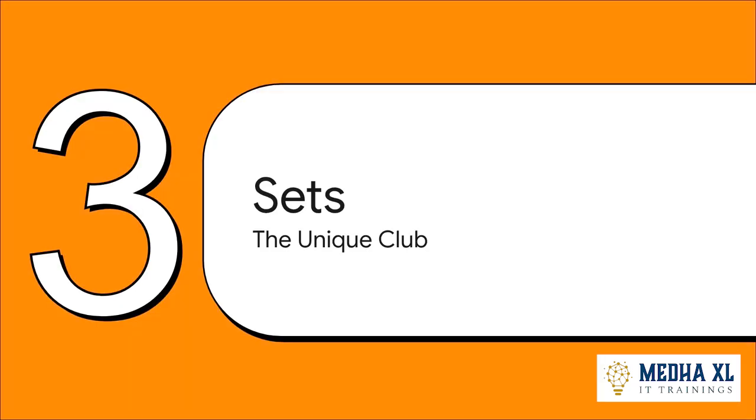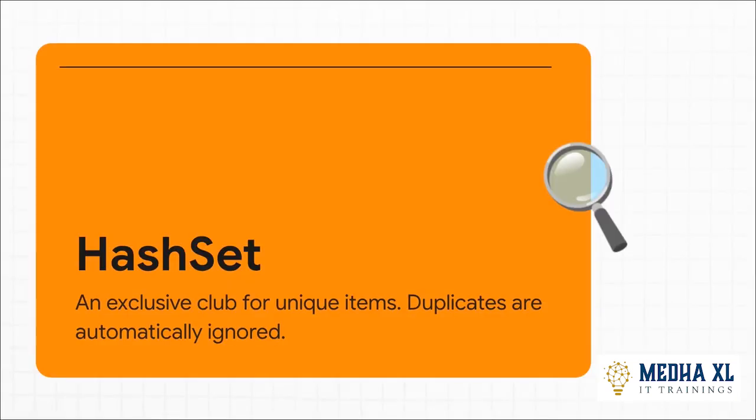All right, let's put down the lists and grab our next tool, sets. The main job of a set is incredibly simple, but also incredibly powerful. It guarantees that every single thing inside it is unique. No duplicates, ever. The most popular set by far is the HashSet.